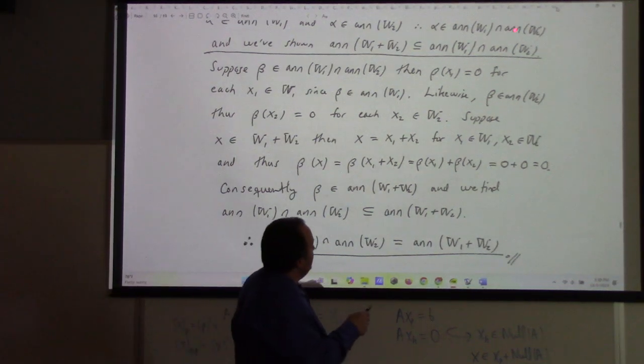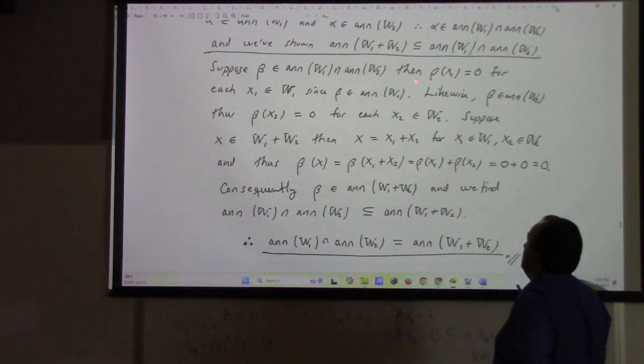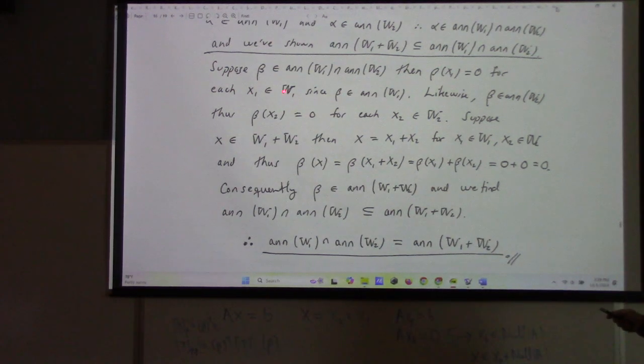On the flip side, if I pick beta in the intersection of the annihilators, then beta annihilates everything in W1 and beta annihilates everything in W2. If I pick x in the sum, then x can be written as x1 plus x2, where x1 is in W1 and x2 is in W2. By linearity, beta of x is beta of x1 plus beta of x2, which by assumption is 0 and 0. Since x was arbitrary, beta is in the annihilator of W1 plus W2, so the two sets are equal.